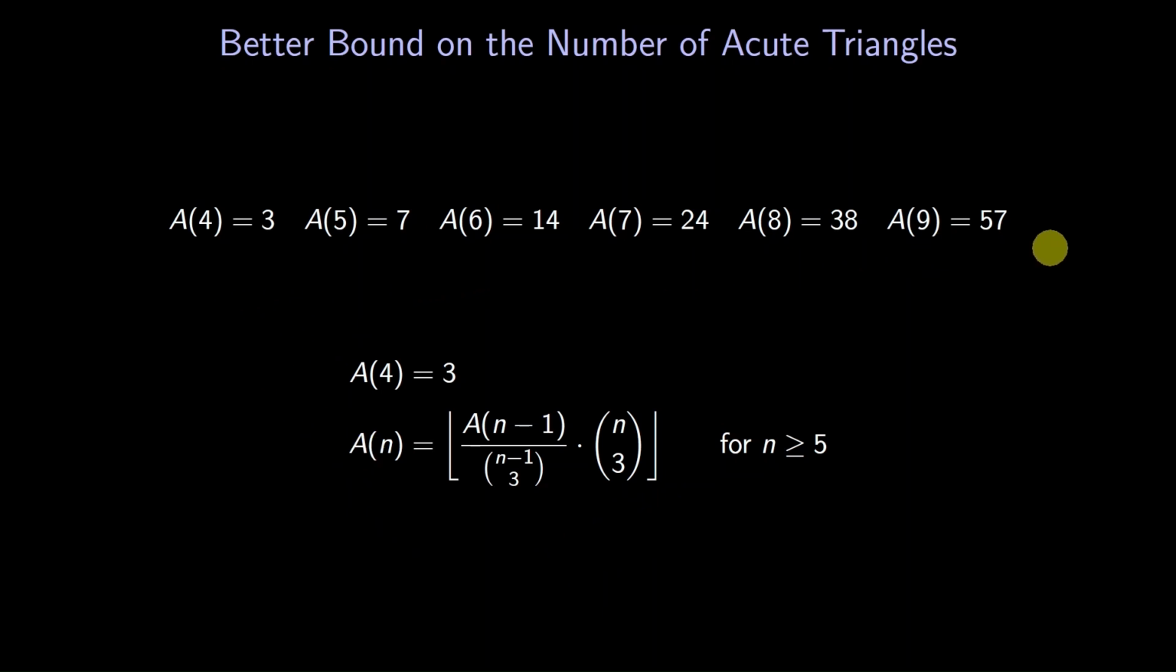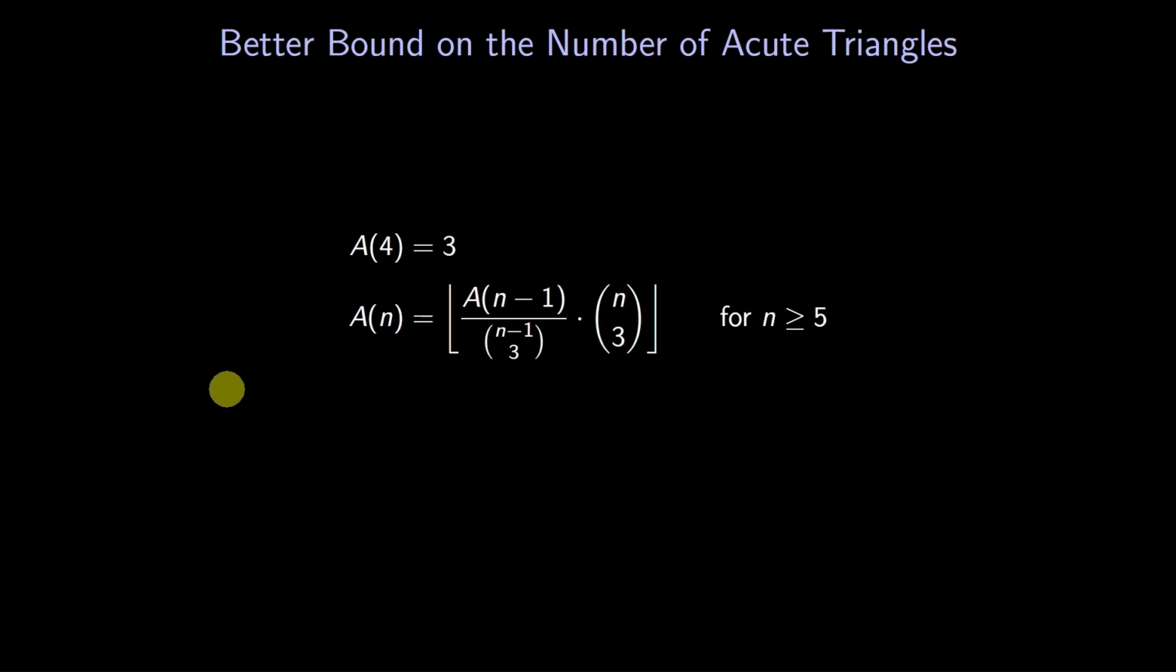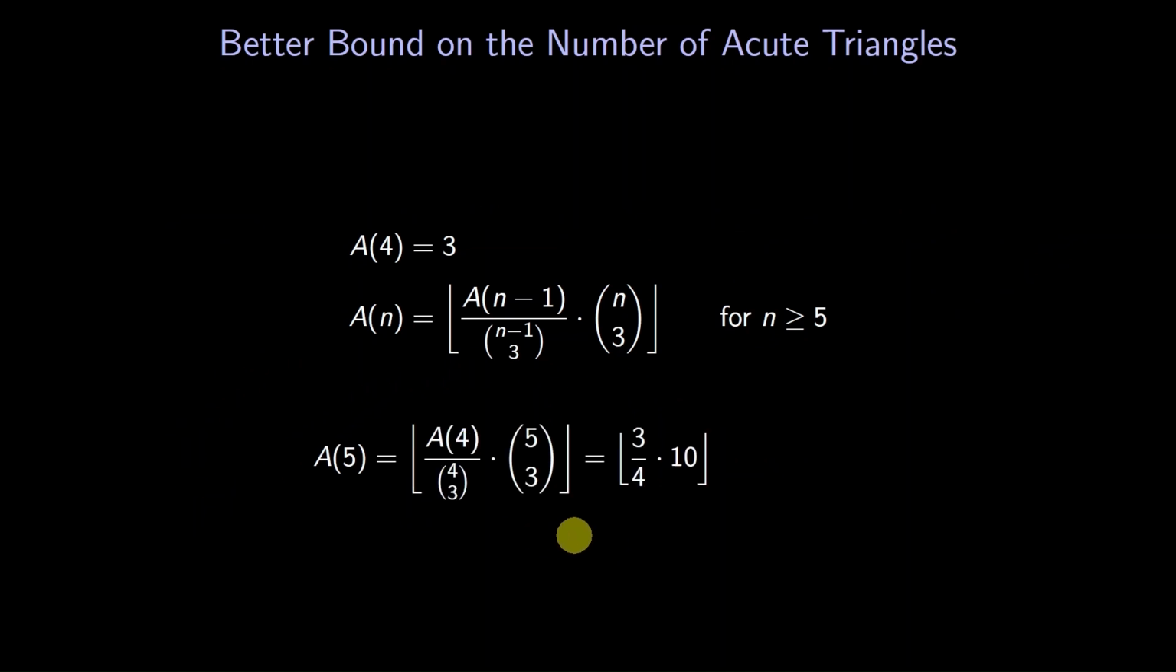Let's see an example. We'll calculate A of 5. Here's the expression. We can plug in. We get the floor of 3/4 of 10. That's the floor of 7.5, which is 7. That's the same calculation we saw before when we handled 5 points.